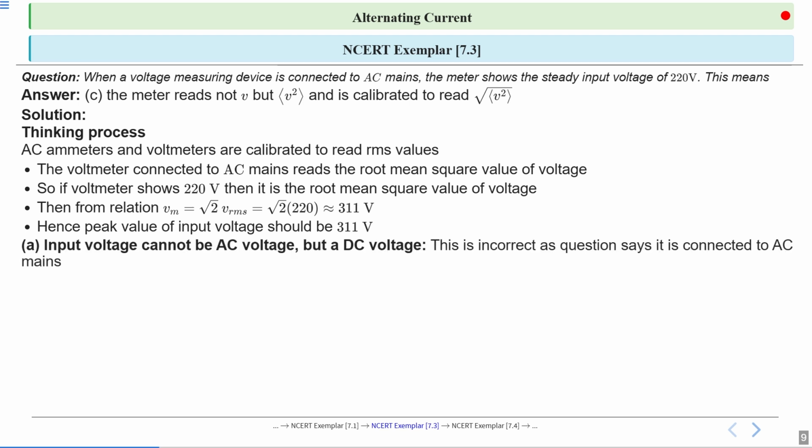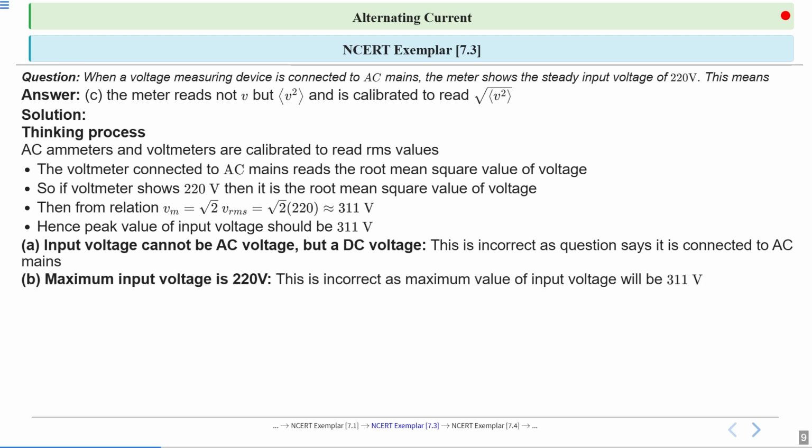So A option, input voltage cannot be AC voltage but a DC voltage, is incorrect because it is mentioned in the question that it is connected to AC mains. B option, maximum input voltage is 220 volt, is also wrong because the maximum input voltage we have calculated is 311 volt.